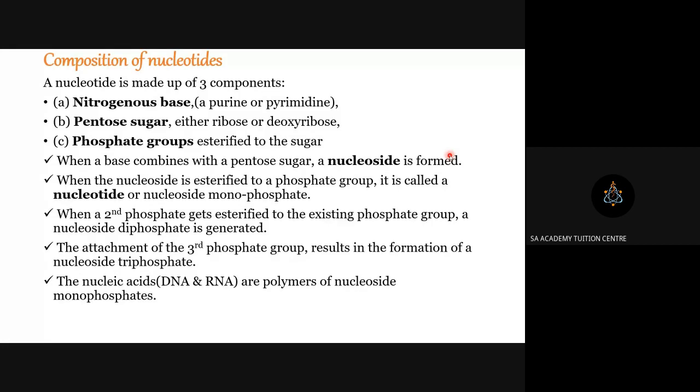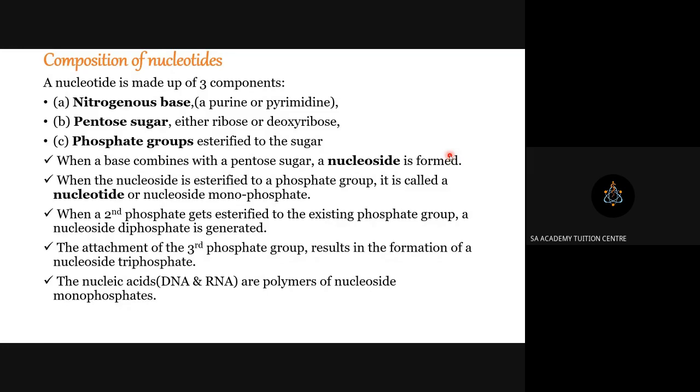Okay, so when the base combines with the pentose sugar, it forms a nucleoside. A nucleoside is a combination of a base and a pentose sugar. Now, when the nucleoside undergoes esterification to a phosphate group, it forms a different compound we call a nucleotide, or a nucleoside monophosphate.